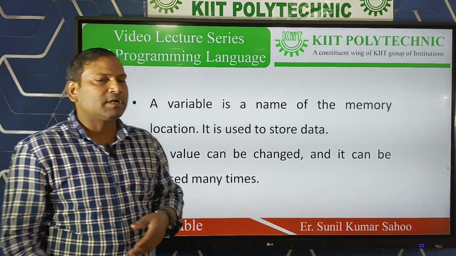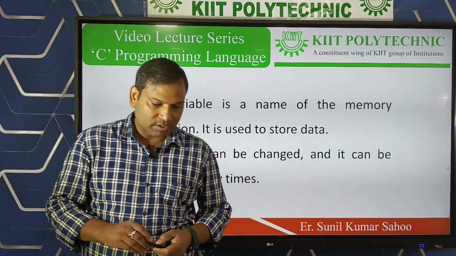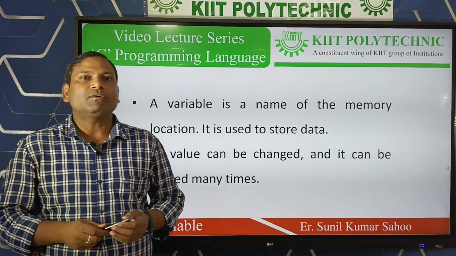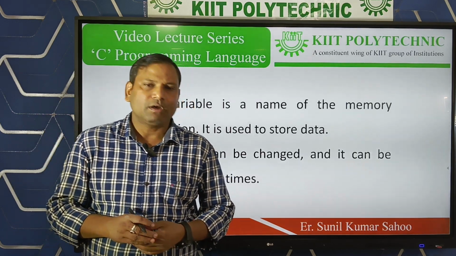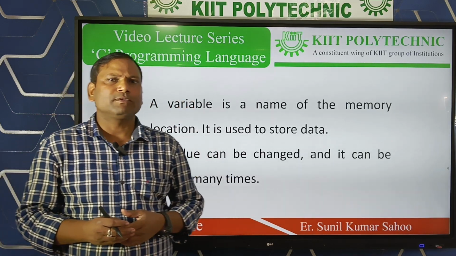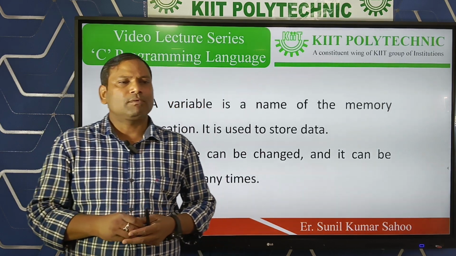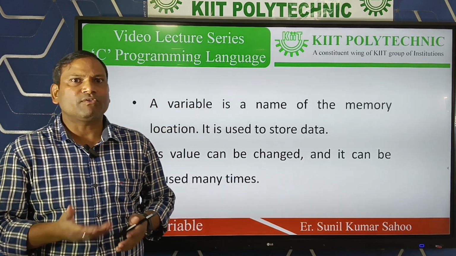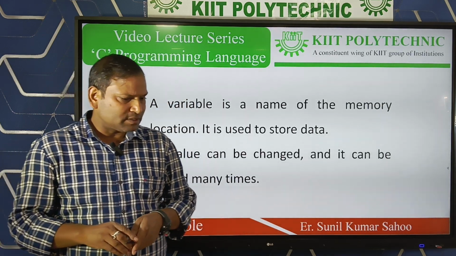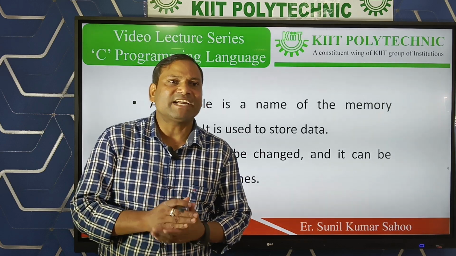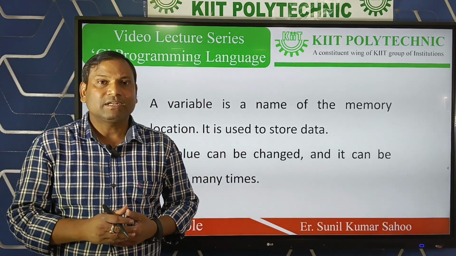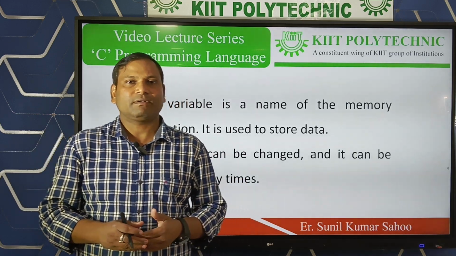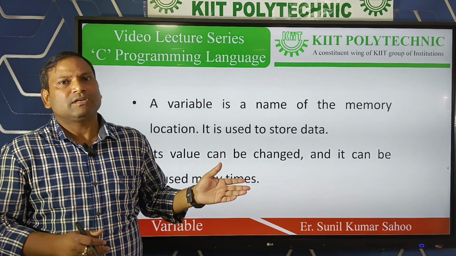A variable is nothing but a name of a memory location. It is used to store values, and it changes its value during the execution of the program. There are different types of variables in C language: local variable, global variable, static variable, external variable, and auto variable. A local variable is a variable declared inside a function. These variables are alive and active within the function. This is known as a local variable.